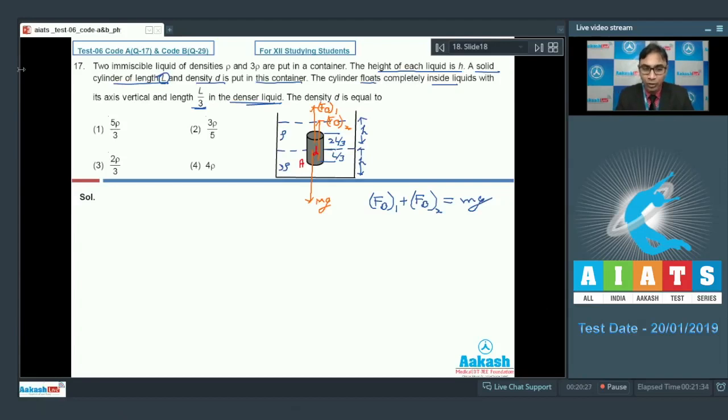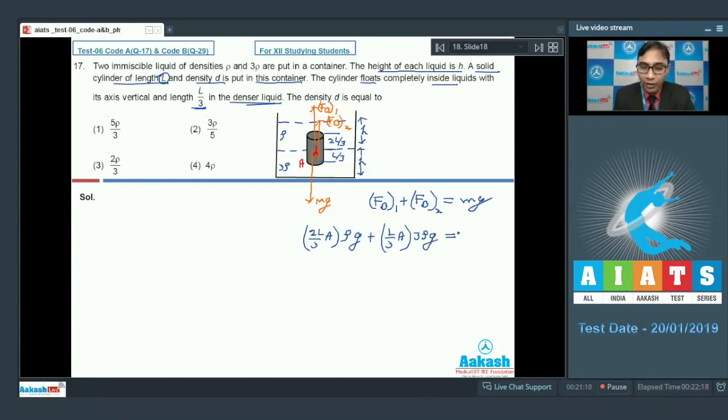Now what will be the buoyancy force due to 1? We know that the buoyancy force is equal to the volume immersed inside the liquid into the density of the liquid into g. So the buoyancy force due to 1 is the buoyancy force due to the upper liquid. The volume inside the upper liquid is 2L by 3 into A. The density of the liquid is rho, so rho into g, plus the buoyancy force due to the lower liquid. The volume inside is L by 3 A into the density of the liquid, that is 3 rho, into g. This is the buoyancy force due to the lower liquid.